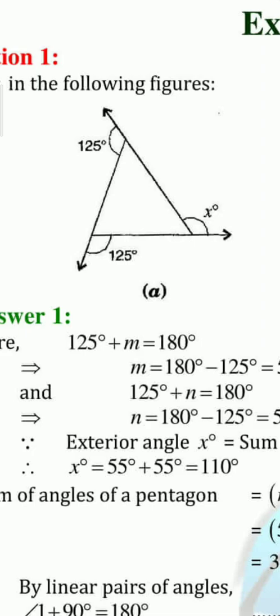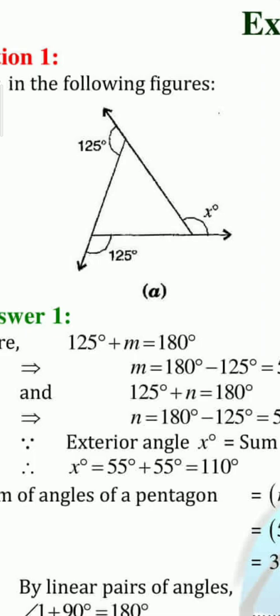One is, as you know, the sum of all external angles of any polygon is 360 degrees. That means 125 plus 125 plus x will be equal to 360 degrees, according to the property that the sum of the measures of external angles of any polygon is 360 degrees. Correct? So if you add, what will you get?